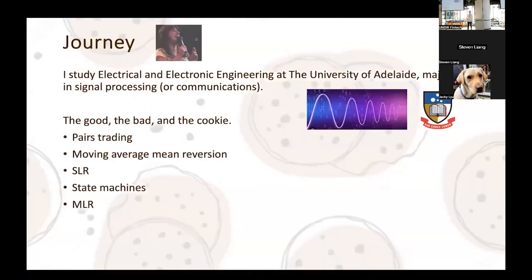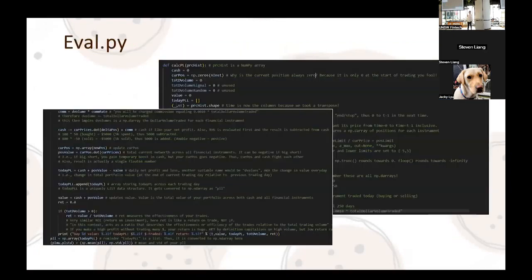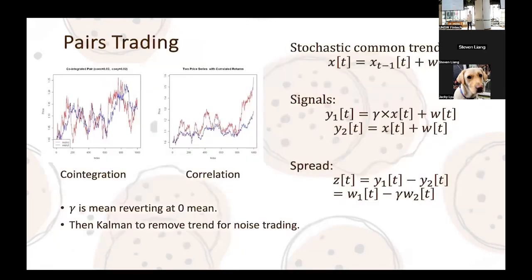So I studied electrical engineering at the University of Adelaide. It's signal processing, and I'm going to talk about some things I tried. Most of them didn't work. First, I went through the code and commented it really thoroughly. The strategy I really liked was pairs trading.